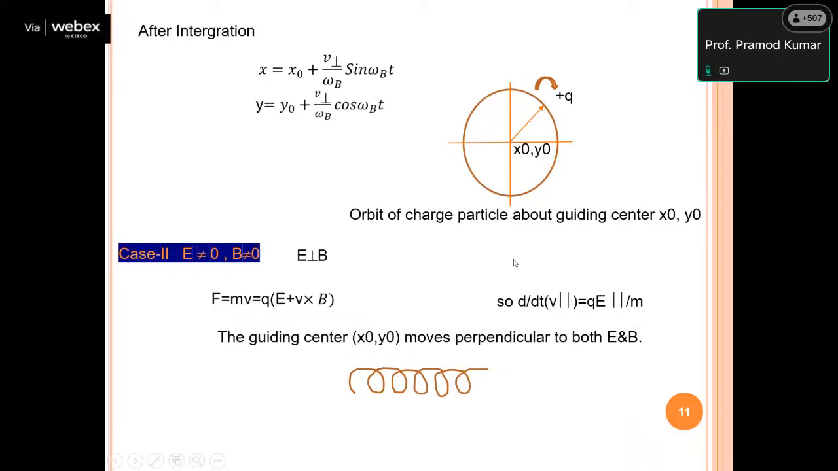So what difference do we have now? When E equals 0 and B is not equal to 0, the charged particle orbits about this guiding center x0, y0. Of course, the direction depends on the type of charge carrier: a positive charge moves clockwise, a negative charge moves anticlockwise. But whenever E is not equal to 0, this guiding center x0, y0 moves perpendicular to both E and B. So it forms a path something like this, with one drift velocity.